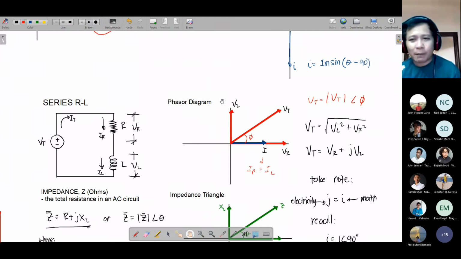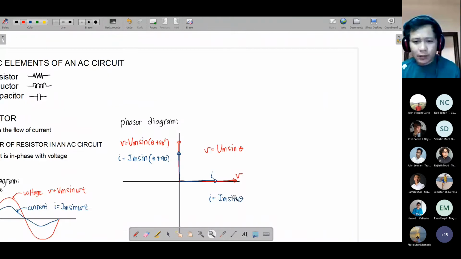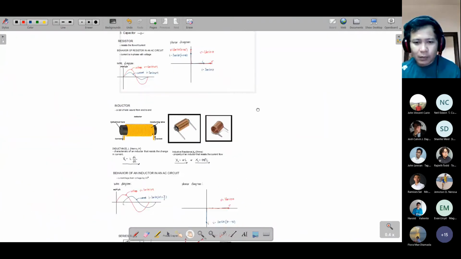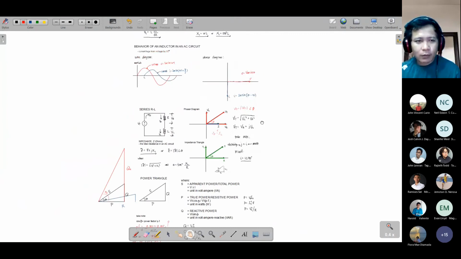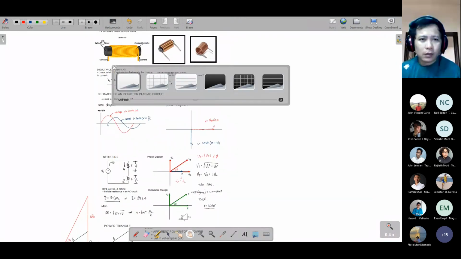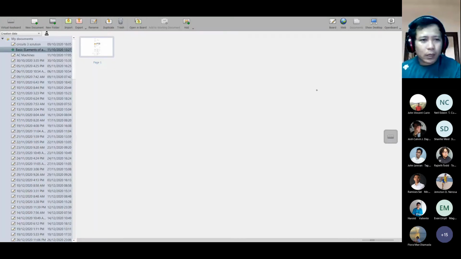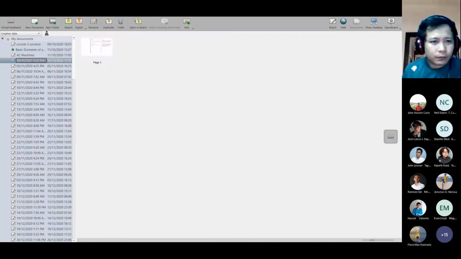Syempre, mag-example ta. Wala ba koy example diri? Asa na akong example ani? Ano ba ang next page ani? Wala. Agoy, murag na-delete na akong example ani.